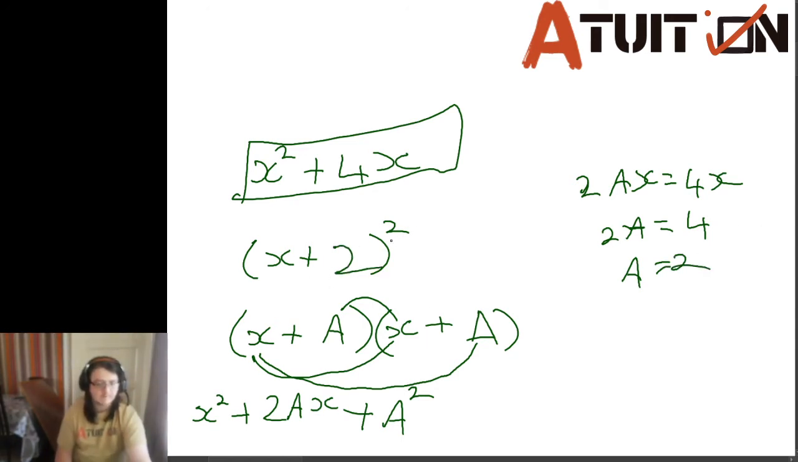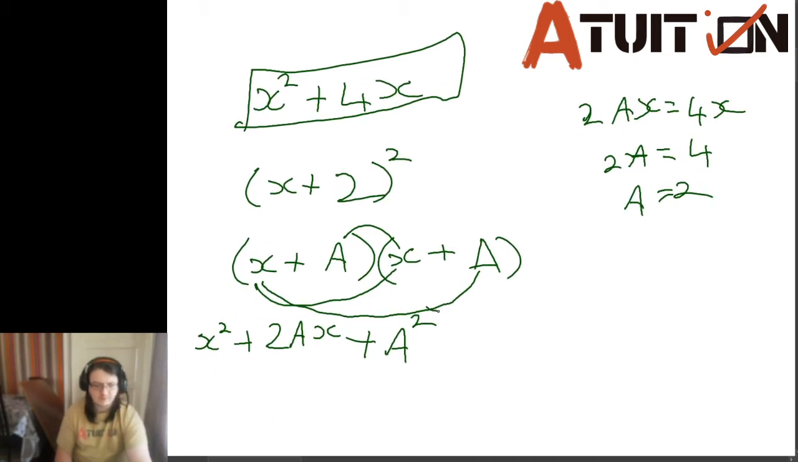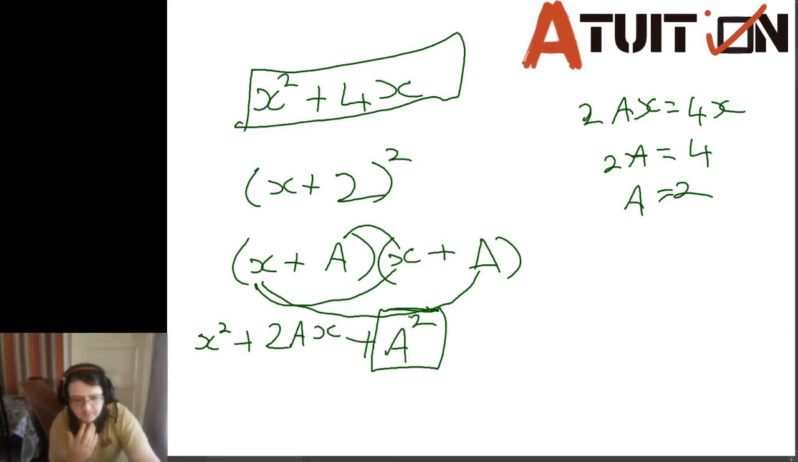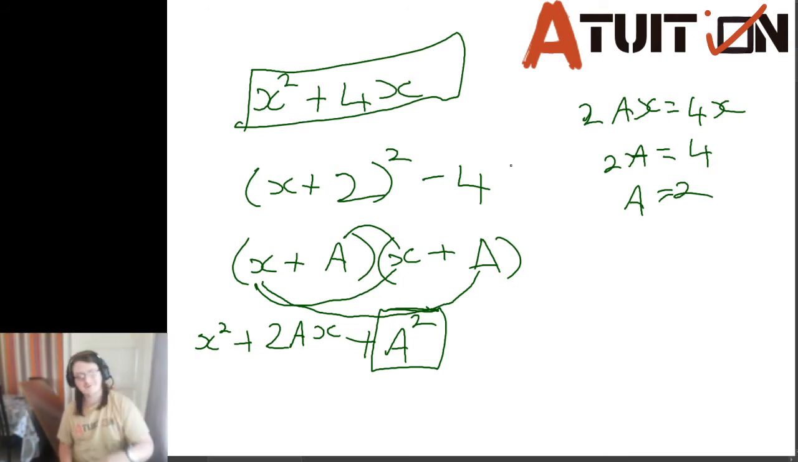x plus 2 squared. There's an issue with that though. We end up with a squared on the end. If a is 2, a squared is going to be 4, because 2 squared is 4. So this x plus 2 squared doesn't equal x squared plus 4x. It would equal x squared plus 4x plus 2 squared, which is 4. But if we take that 4 away, just kind of on the outside, almost like cheating, not just taking away 4, that is now equal to x squared plus 4x.